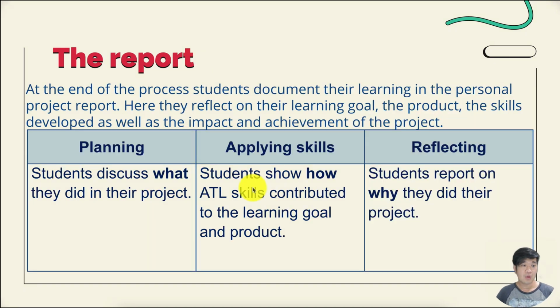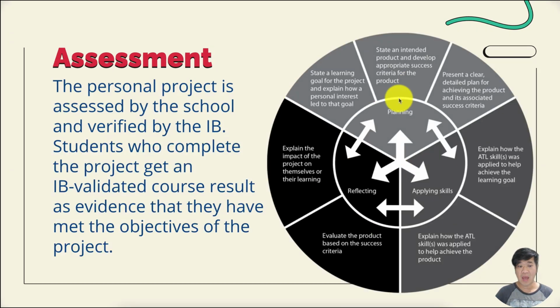Now the report. At the end of the process, students will document their personal project report, and these are the things that you need to look into in the report. In planning, students write what they did in the project, and then in the ATL skills, how using those skills contributed to learning and producing the product. And then for reflecting, why you did this project. Now the assessment, of course, I will be talking about in a series of videos: planning first, then applying, and also reflecting.